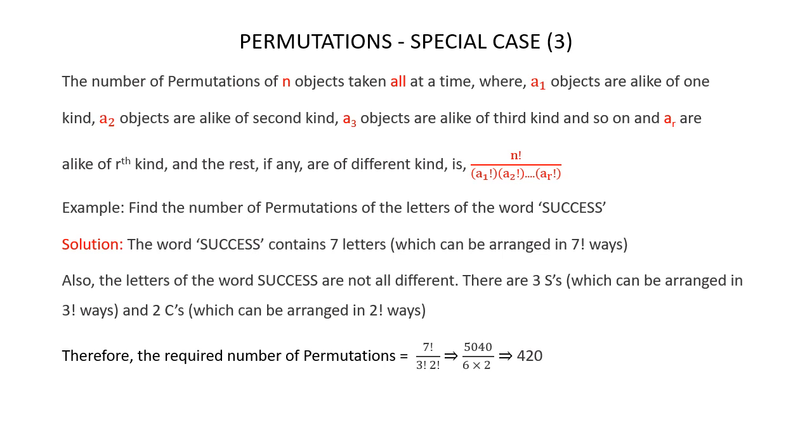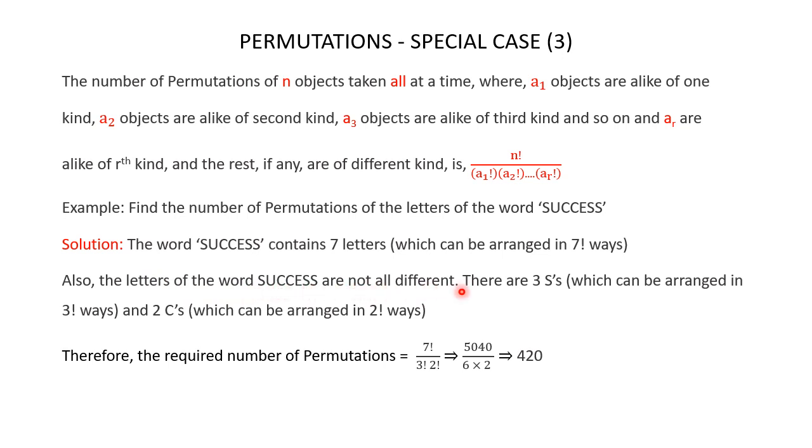Now let's understand this with the help of an example. Find the number of permutations of the letters of the word success. Now the word success contains 7 letters. So here n is 7, and these 7 letters taken all at a time can be arranged in 7 factorial ways. Also you can see that the letters of the word success are not all different.